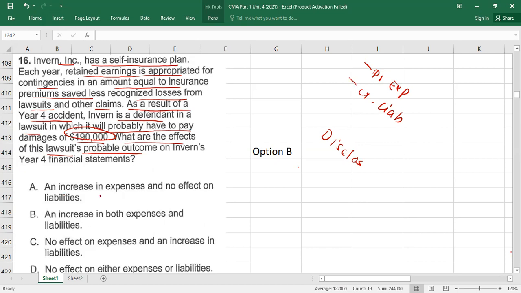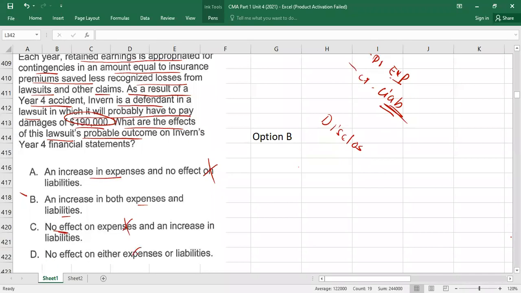Number 1, an increase in expense. Yes, expense will increase because you have to record. No effect on liability? No, it's incorrect. Liability you also need to book. Second is what? Increase in both expense and liability. Correct. Expense also increasing, liability is also increasing. This is correct option actually. No effect on expense and increase in liability. Incorrect. No effect on either expense and liability. Incorrect. Understood? So option B is correct.